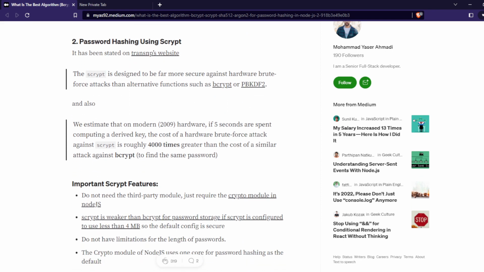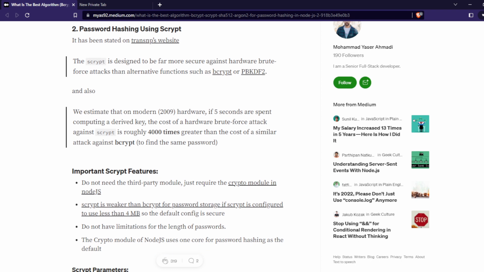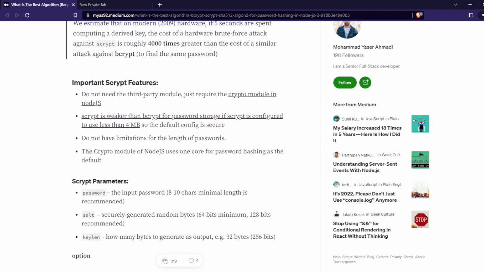Also, they estimate that with modern 2009 hardware, if 5 seconds are spent on computing a derived key, the cost of a hardware brute force attack against scrypt is much higher than the cost of a similar attack against bcrypt to find the same password. Important scrypt features: you do not need a third-party module, just require the crypto module in Node.js. Scrypt is weaker than bcrypt for password storage. Scrypt is configured to use less than 4 MB, so the default config is secure. There is no limitation on the length of the input. The Node.js module uses one core for password hashing by default.